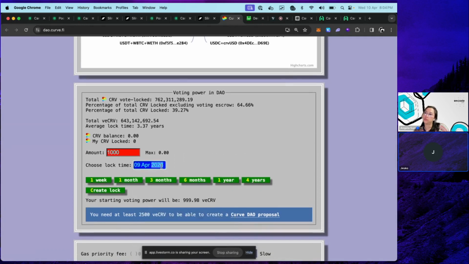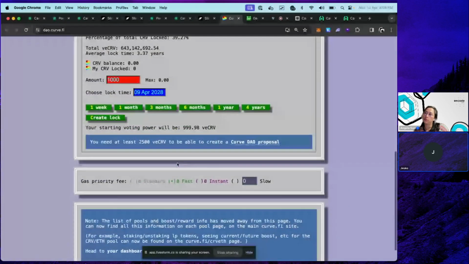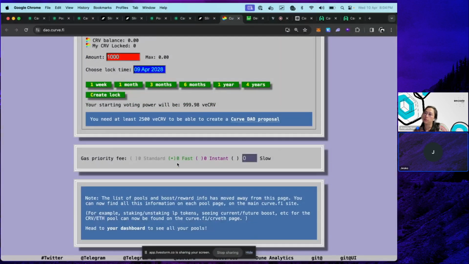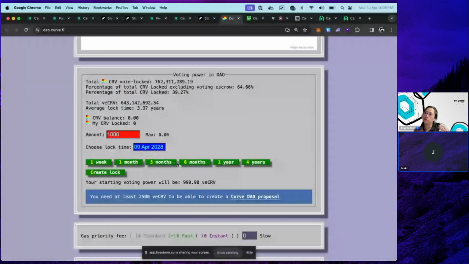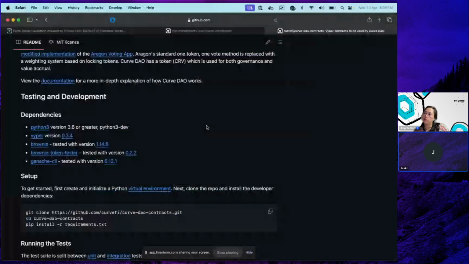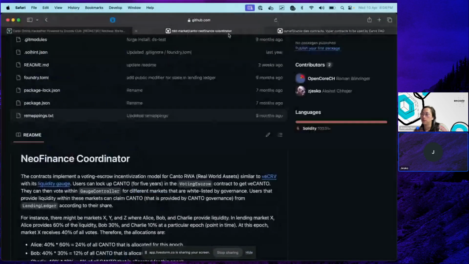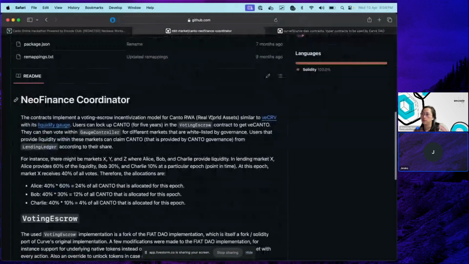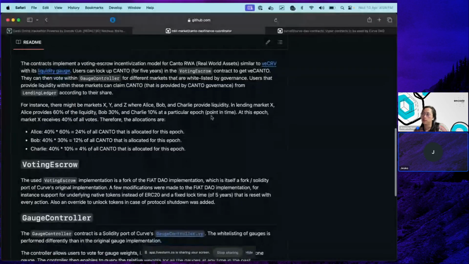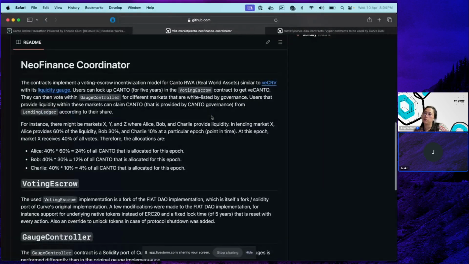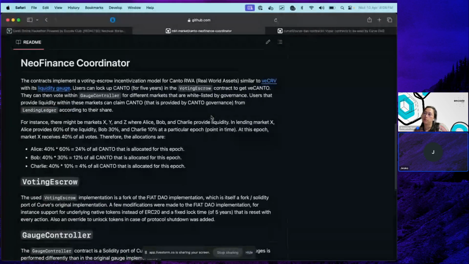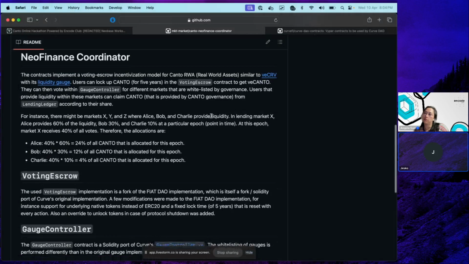So there are a few changes which were done from this original implementation of Curve, and this is the inspiration behind Canto Finance Coordinator. So we can probably quickly go through the changes which were done from Curve. This system contains three main smart contracts. Again, this might become a bit technical, but bear with me.